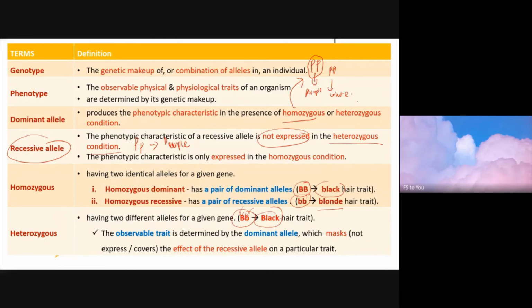Ini kalau dia follow Mendel. Kalau dia follow incomplete dominance, jadi apa? Warna rambut yang berbeza, maybe rambut yang tak berapa nak black, kita tak ada grey hair kat situ, tak berapa nak hitam. Okay, so the observable trait is determined by the dominant alleles which mask or cover the effects of recessive allele on a particular trait. Heterozygous kalau ada dominant allele, dia akan express the dominant trait.